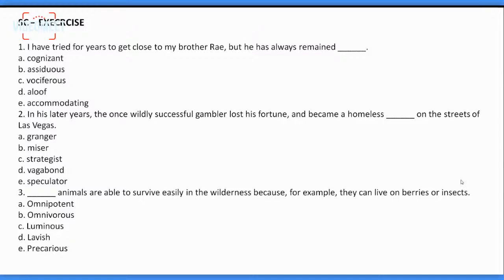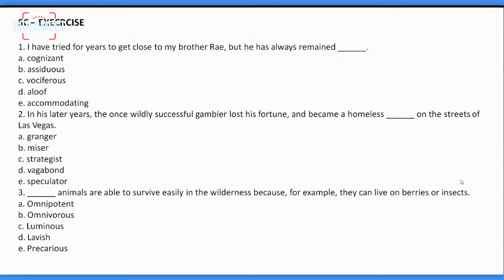Even though I have tried very hard to get close to my brother over these years, he has always maintained distance from me. Right? Very good, Gurvit. The right answer would be D. Aloof. Negative. Yes.